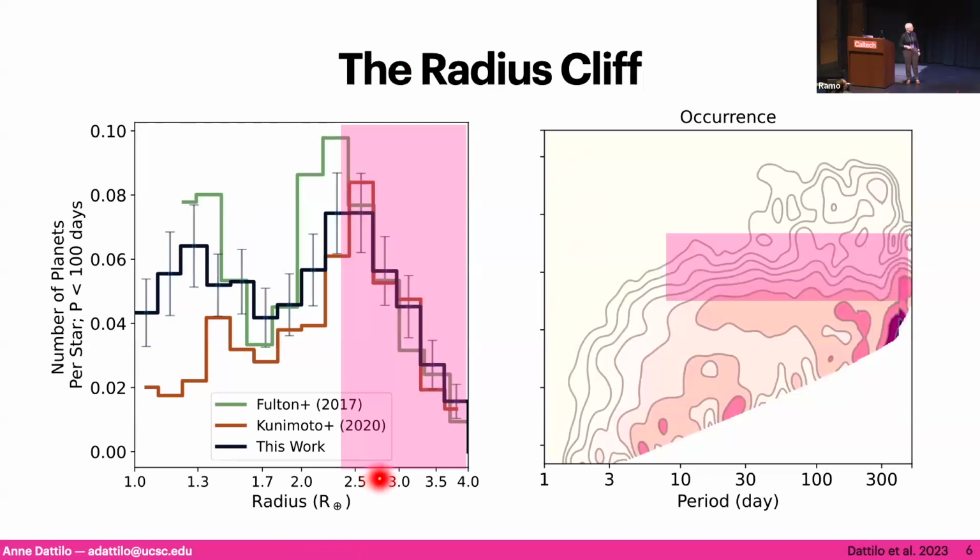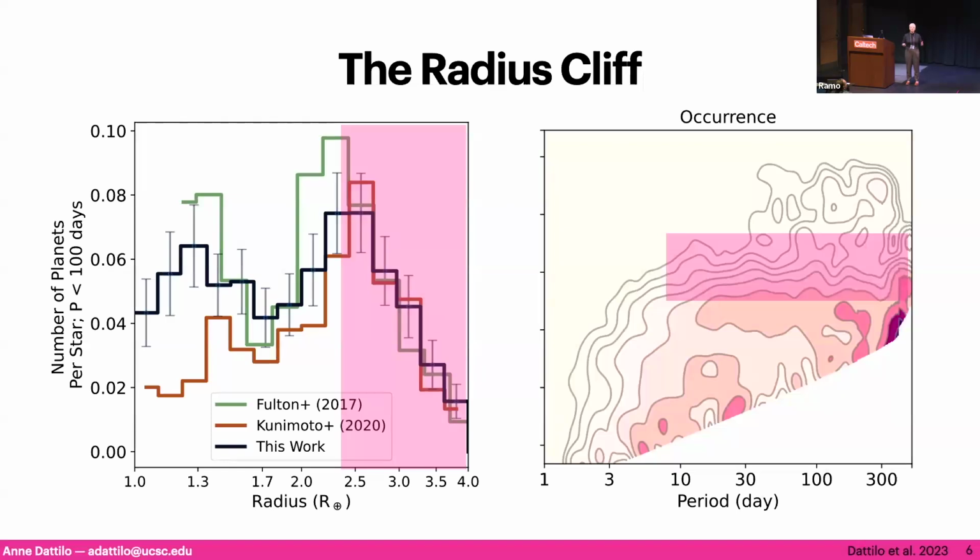So here we have radius on the x-axis and occurrence on the y. Highland Peak, this is the occurrence cliff. And it's a multi-dimensional feature. It doesn't only exist in radius. You can see here in our occurrence plot, it extends out in orbital period. And so what exactly is causing this feature, right?